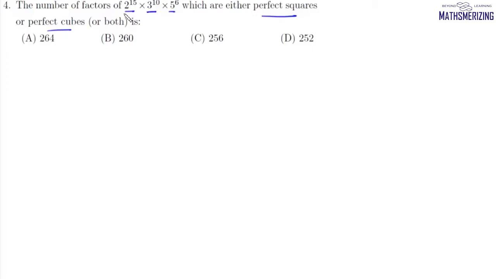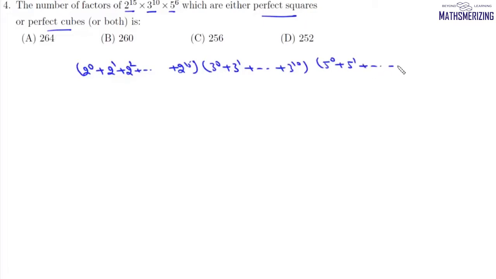Now we know that all the factors of this number can be expressed as 2^0, 2^1, 2^2, up to 2^15, into 3^0, 3^1, up to 3^10, and then 5^0, 5^1, up to 5^6. Now here we have 16 elements, here we have 11 elements and here we have 7 elements.